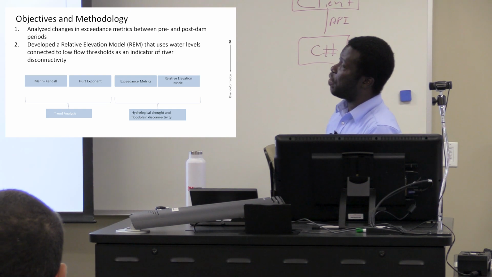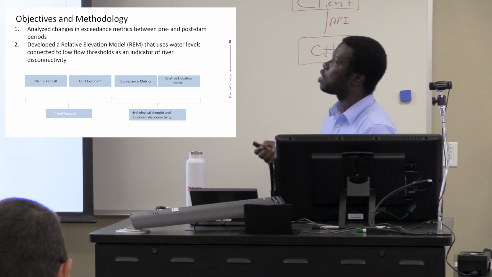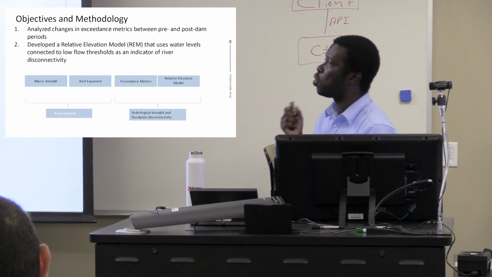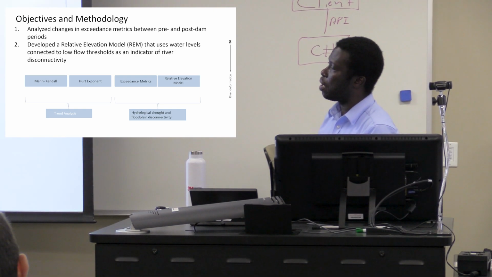So we developed the relative elevation model. The relative elevation model uses water levels connected to low flow thresholds as an indicator of river disconnectivity.